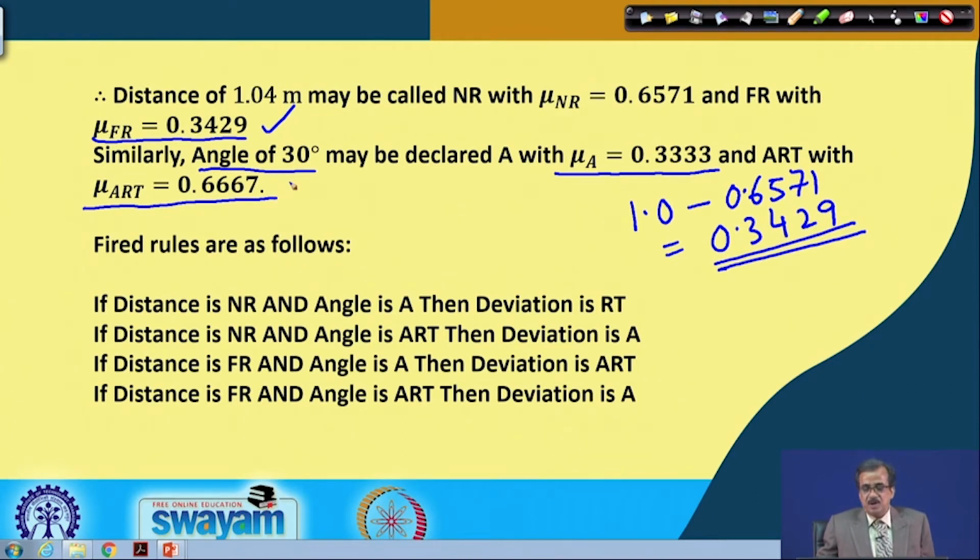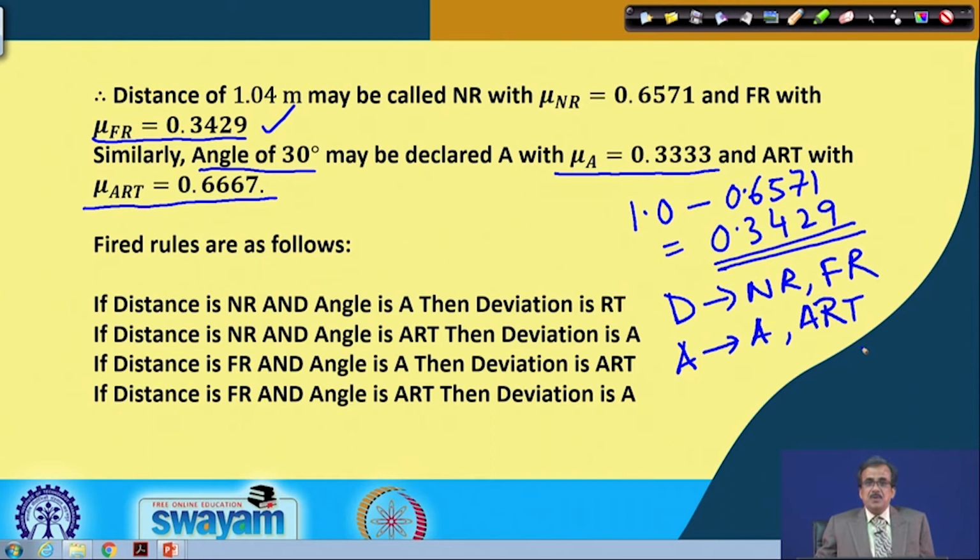And once you have got these membership function values, now we are in a position just to find out what should be the fired rules. Now, here we have seen that the distance input could be either near or far. Similarly, the angle input could be either ahead or right. Now, using this particular information, I can write down the 4 fired rules.